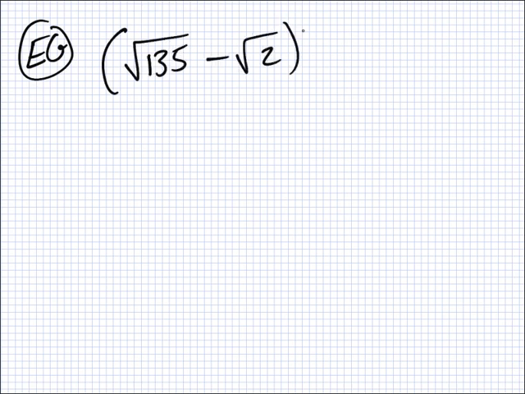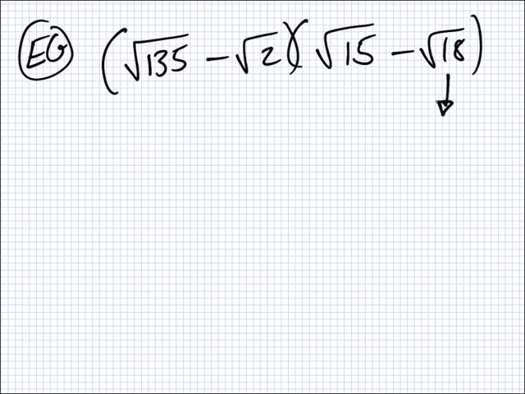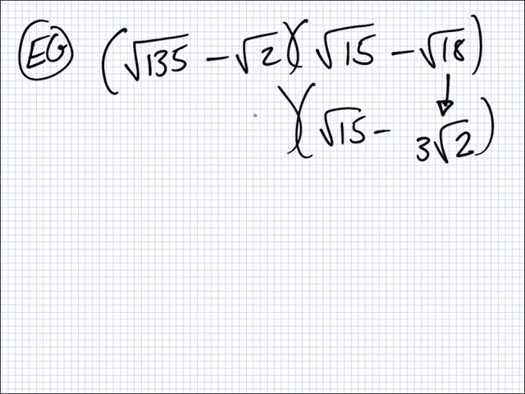Suppose we have two surds we want to multiply, something like root 135 minus root 2 times root 15 minus root 18. The first thing you should do is check to see if you can simplify. I can change root 18 into 3 root 2. Can I do anything with the 15? No. Anything with the root 2? No. But I'm sure we can do something with root 135.